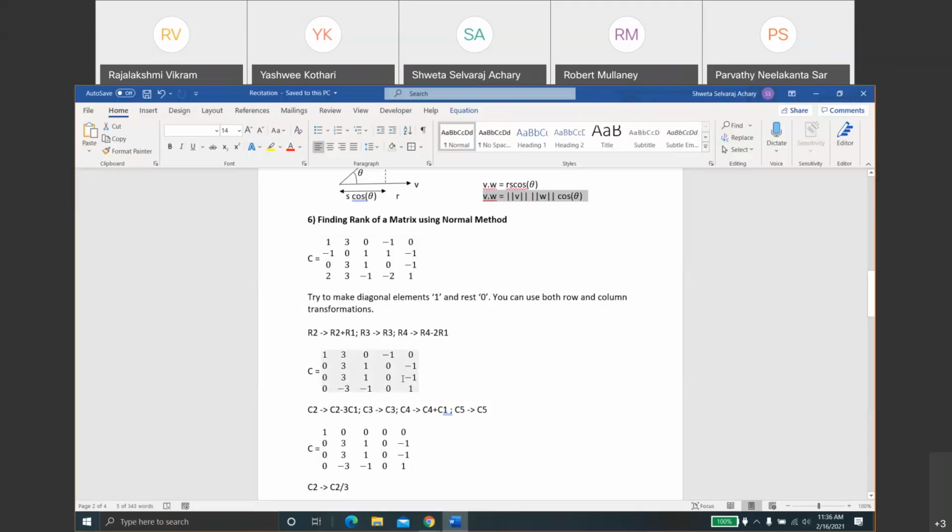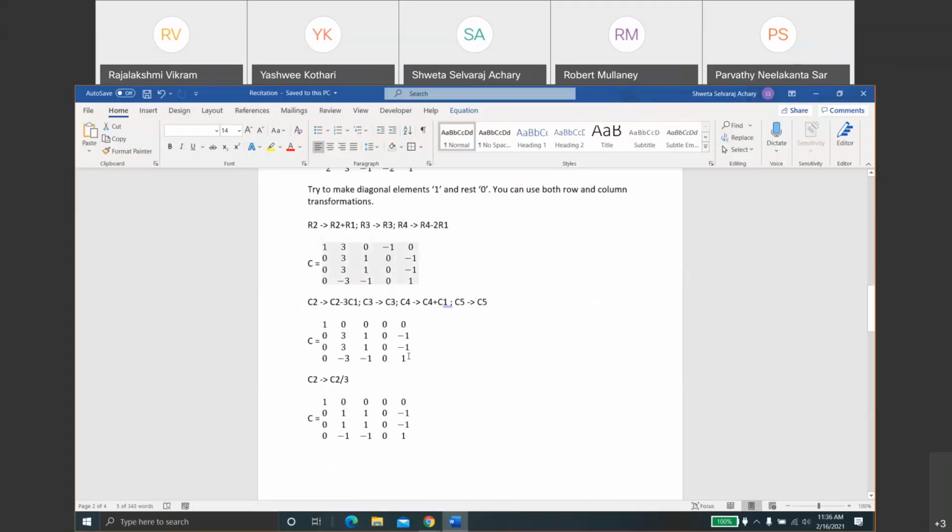Then the second step is to make every element in the same row 0. So we see that C2 will be C2 minus 3 times C1 to make it a 0. C3 will remain the same. C4 will be column 4 plus column 1. And column 5 will remain the same as it has already a 0 here. So after doing this transformation, we'll get everything as 0.